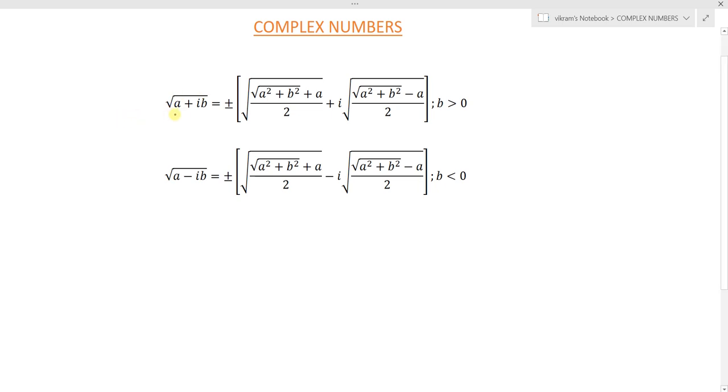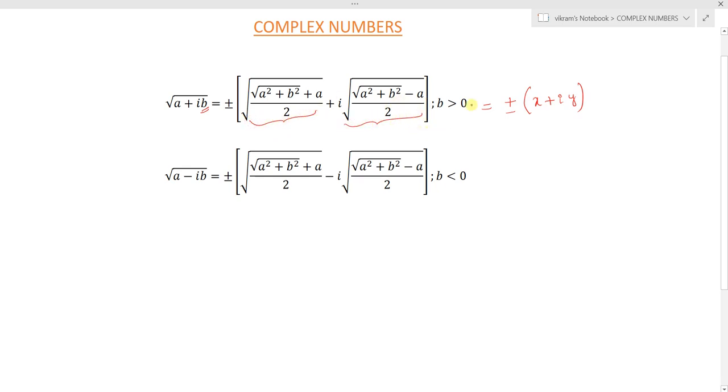So the square root of a complex number is generalized as: for the square root of a plus ib, we obtained plus or minus square root of (square root of a square plus b square plus a) by 2, plus iota times square root of (square root of a square plus b square minus a) by 2. If b is positive, where b is the imaginary part of the complex number, then we use this formula. That means the result is in the form of plus or minus x plus iy, where x is this term, and y is this one.